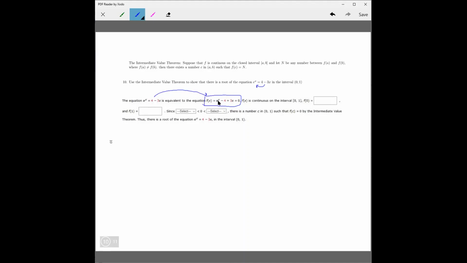So e to the x minus 4 plus 3x is a function. Make that your f. So all of this is our f of x, and this equation is equivalent to setting this f of x equal to 0. It's an exponential plus a polynomial, so it's continuous everywhere. So it's continuous on the interval from 0 to 1.